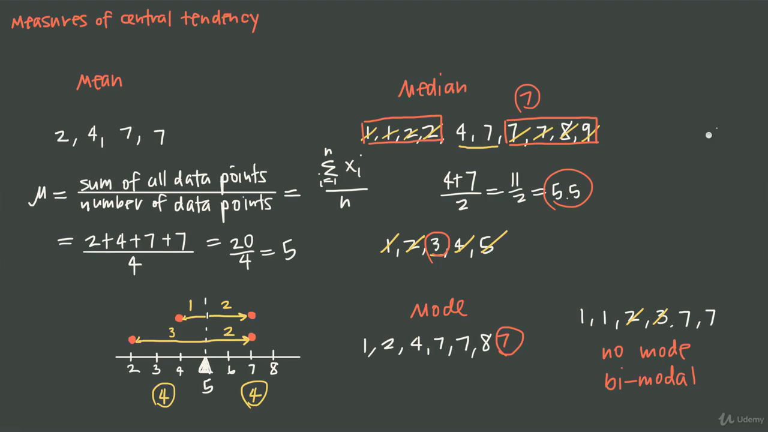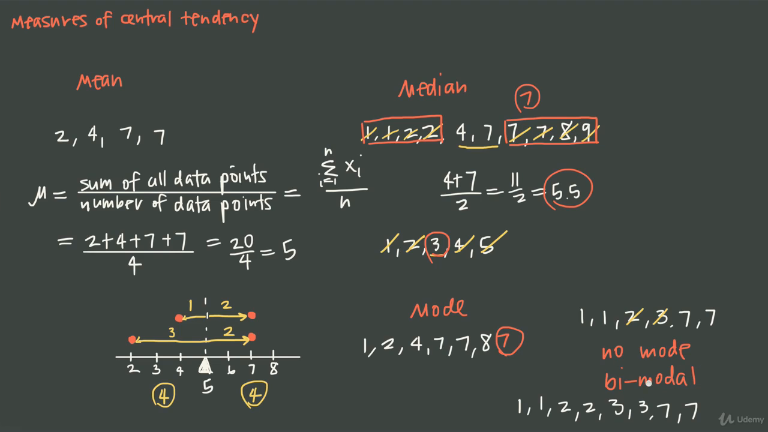Now keep in mind that if we had, for example, the set 1, 1, 2, 2, 3, 3, 7, 7, we wouldn't say that this is quad modal. We wouldn't say that the mode is 1 and 2 and 3 and 7. All of the values in the set occur an equal number of times, so there's no real winner at all. We don't really say anything beyond bimodal, that there are 3 modes or 4 modes or more.